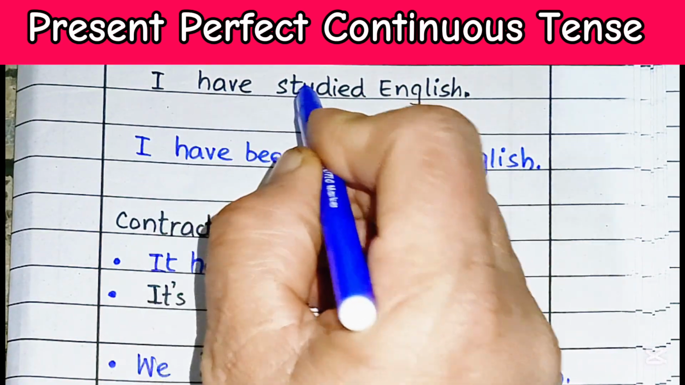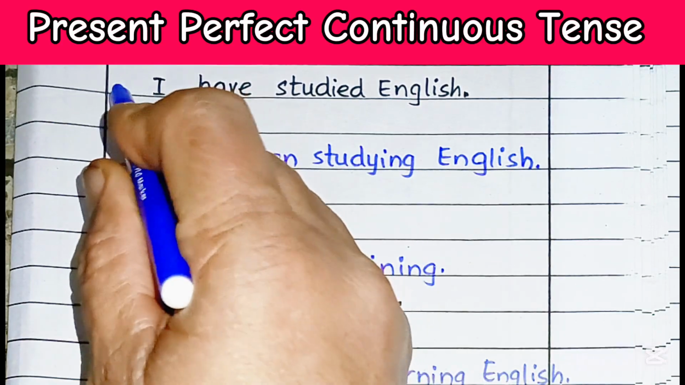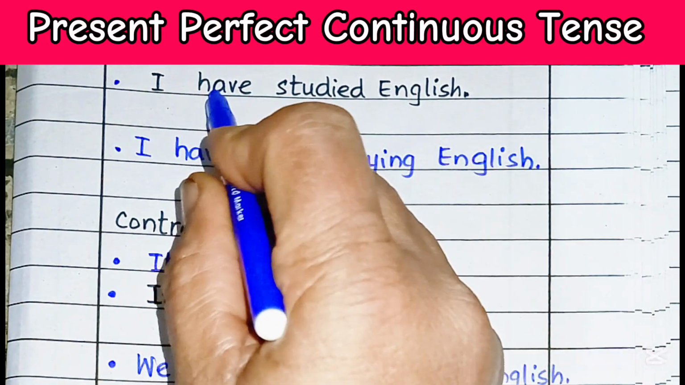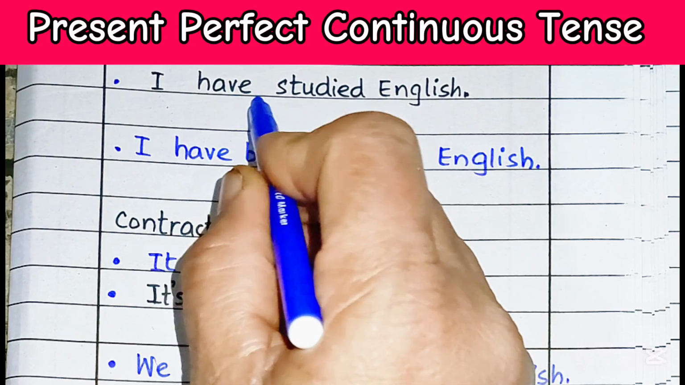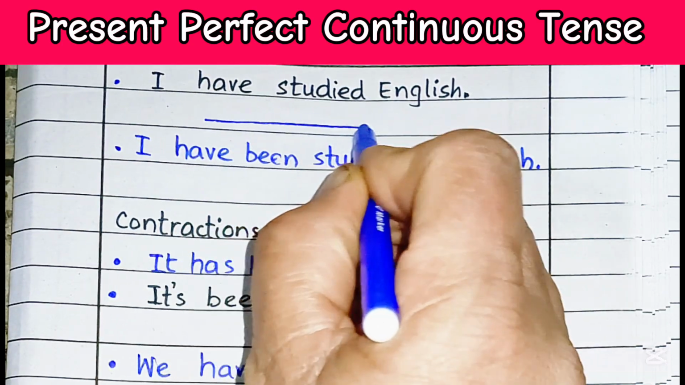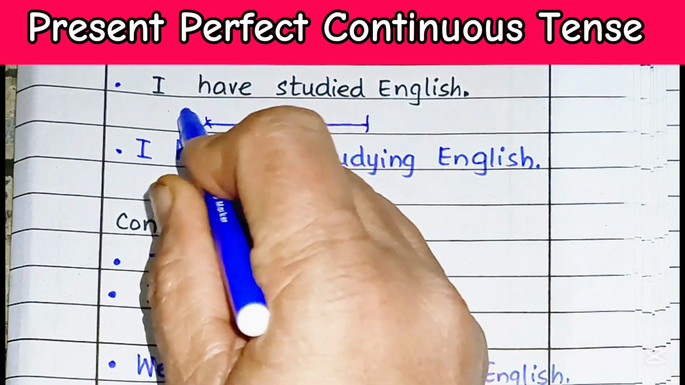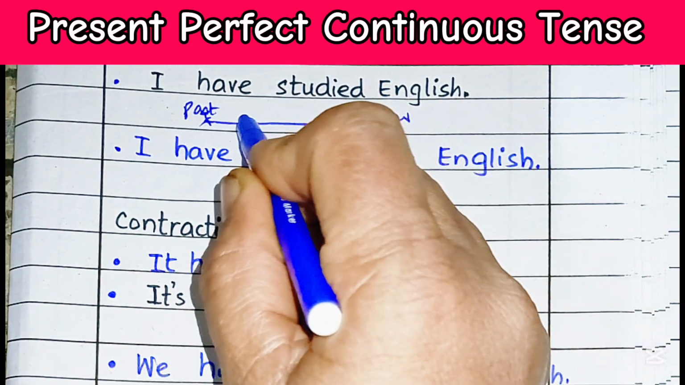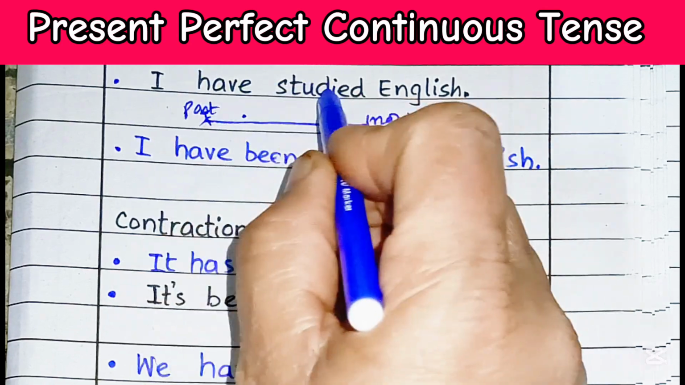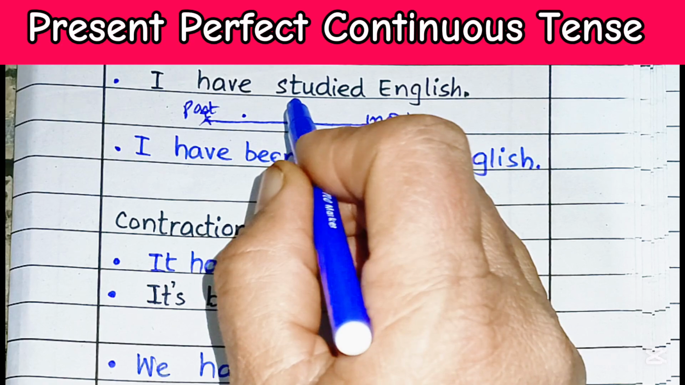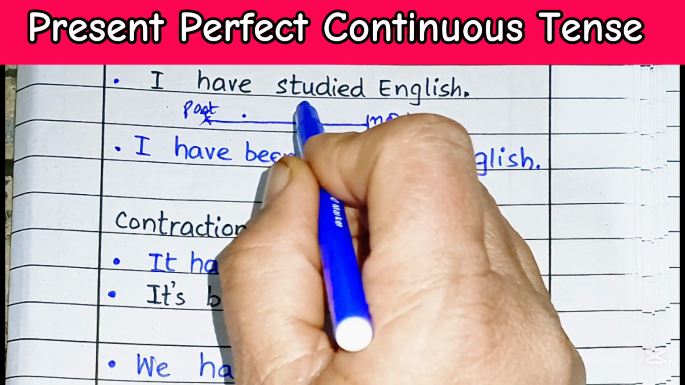I have studied English and I have been studying English. This happened sometime in the past, but I'm not sure exactly when. We don't know, something happened in the past. This is past and this is now. It happened that I studied English in the past, but I'm not sure exactly when.